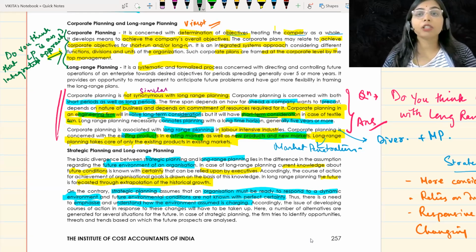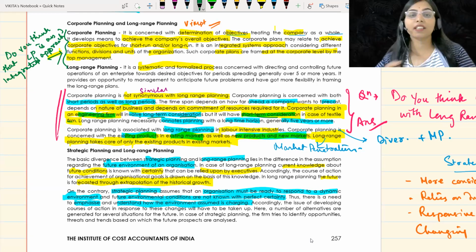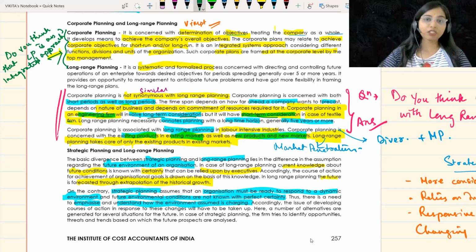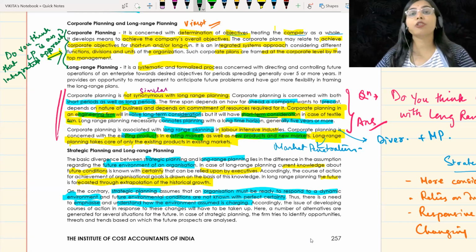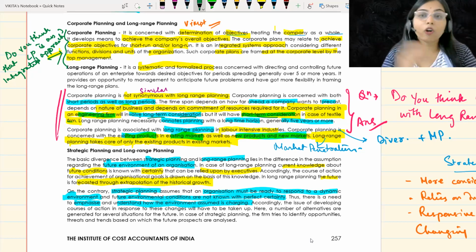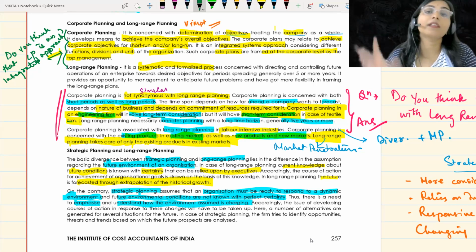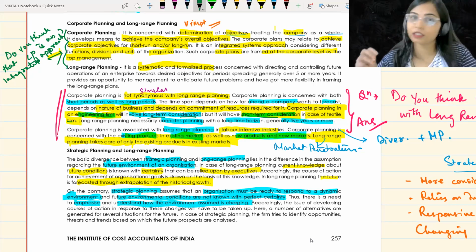But why? Because it makes sure that it is developing the whole organization or the company with its functions, with the divisions, with its units. And it also makes sure there is overall development of the company's objectives. Such corporate plans at a corporate level are framed by the top level of the management, that is the CEO, CFO, board of directors, and the main heads of the departments at the corporate level. Got it?